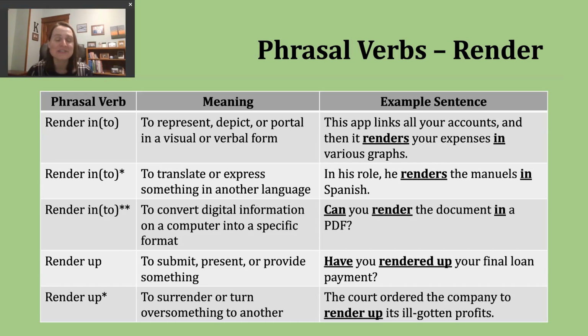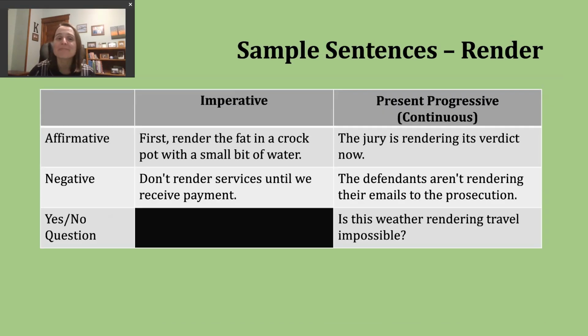Now let's continue using our verb of the day in a couple different verb tenses. Today we'll practice the imperative and the present progressive. Let's start with the imperative. We use the imperative to give commands. This is where we are telling a person to either do or not do an action.